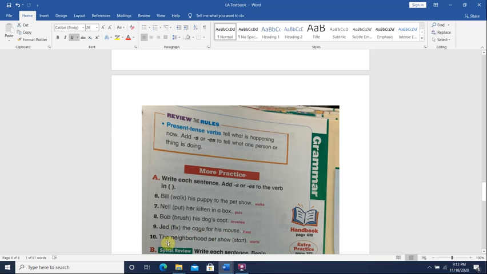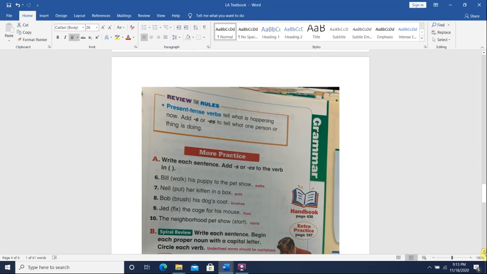Number 10, the neighborhood pet show start? The neighborhood pet show, all of this is the subject. The neighborhood pet show starts. So when the subject is about one person or one thing, we add S or ES to show that it's in the present tense.